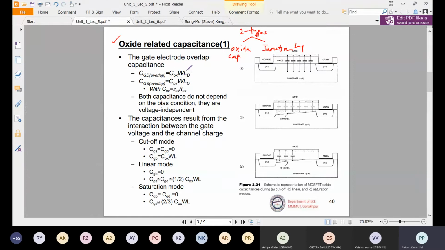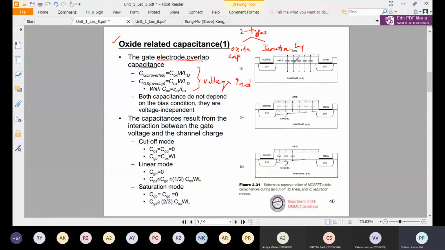One is that is voltage independent. So these capacitances are voltage independent. These are called overlap capacitance, gate electrode overlap capacitances.